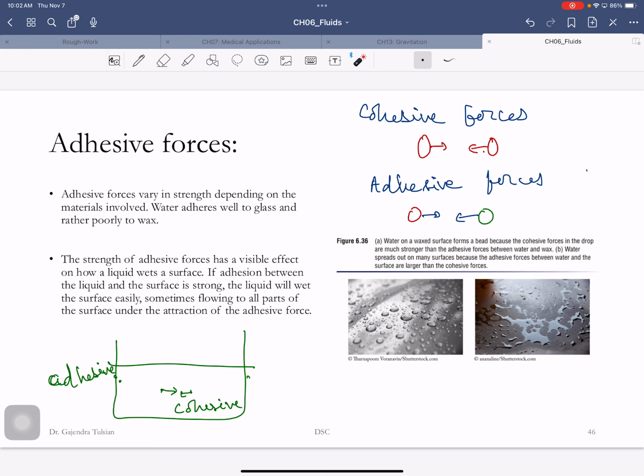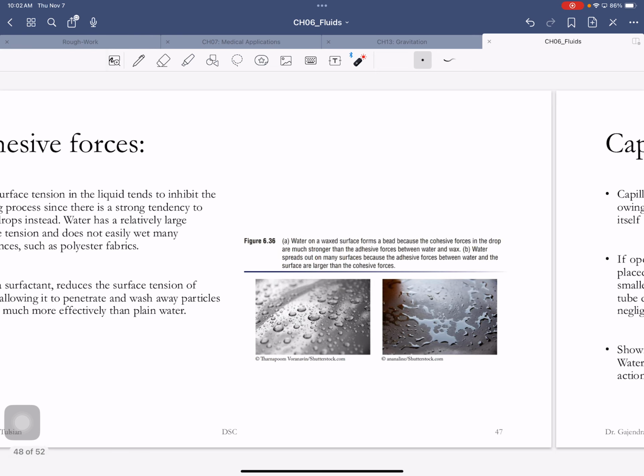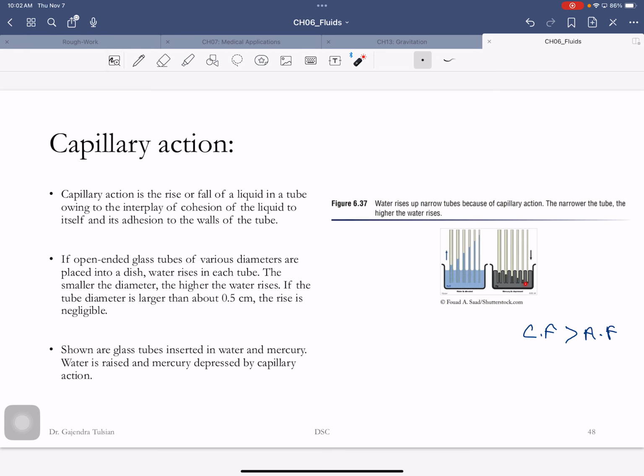So this happens when the cohesive forces are greater than adhesive forces: the forces between mercury molecules are greater than forces between mercury and glass. And this happens when adhesive forces are greater than cohesive forces: the forces between water and glass are greater than forces between water and water.